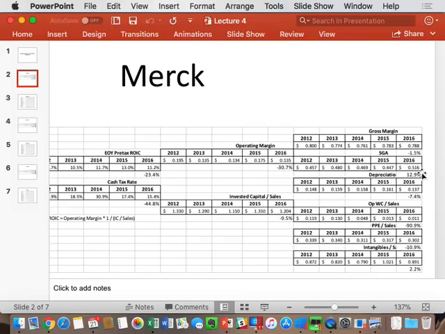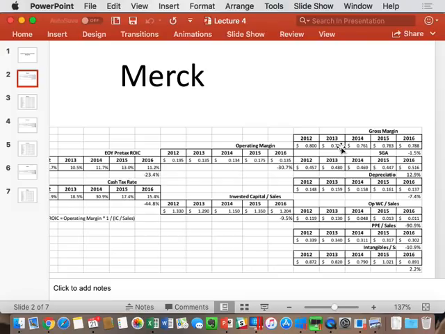$14.8 to $13.7. Help or hurt? They're spending less on depreciation per percentage per dollar of sales. That helped. Okay, so we can explain kind of a walkthrough of what's happening to their operating margin.